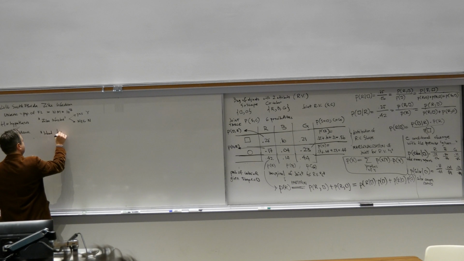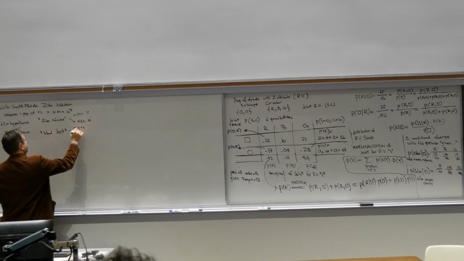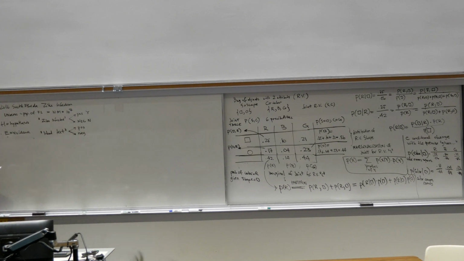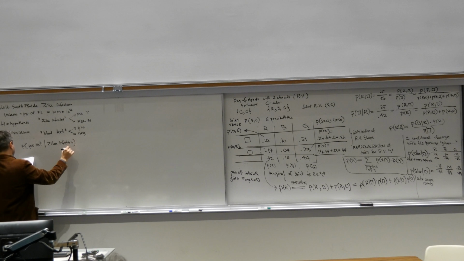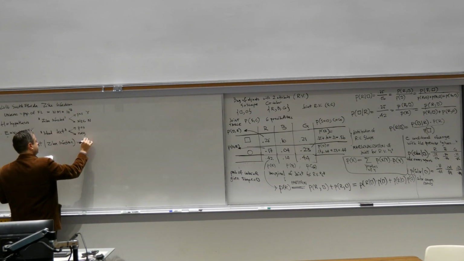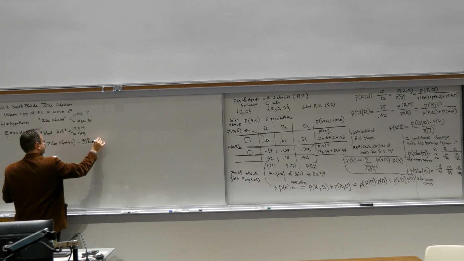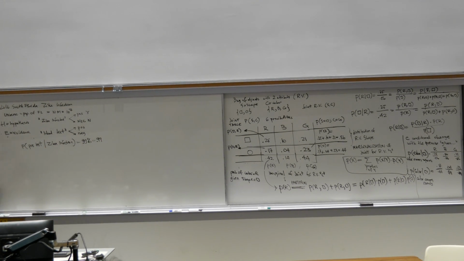Blood test. Also positive or negative. Now they're not perfect. So the probability of a positive test given Zika infection is 99%. That's 0.99. That is the probability in terms of random variable. How do I write this? Positive test versus Zika infection.